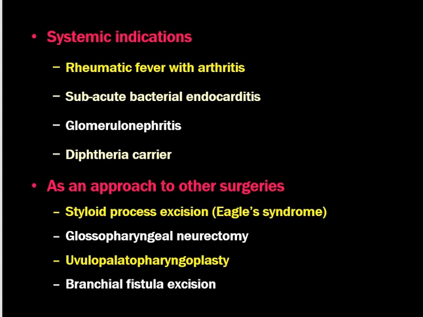Next indication is as an approach to other surgeries like excision of styloid process. Elongated styloid process is called Eagle's syndrome. When the styloid process is more than 3 cm in size, it may press upon the tonsils, leading to glossopharyngeal neuralgia. Tonsillectomy can be performed as an approach to other surgeries like glossopharyngeal neurectomy and branchial fistula excision, which are in the deeper aspect of the tonsils. This is also performed as a part of uvulopalatopharyngoplasty, where tonsils are also removed along with the soft palate and the part of the lateral pharyngeal wall.